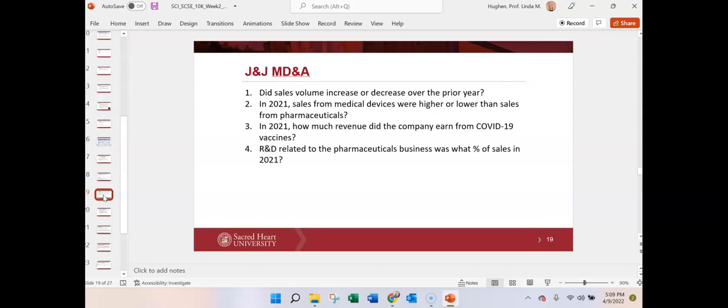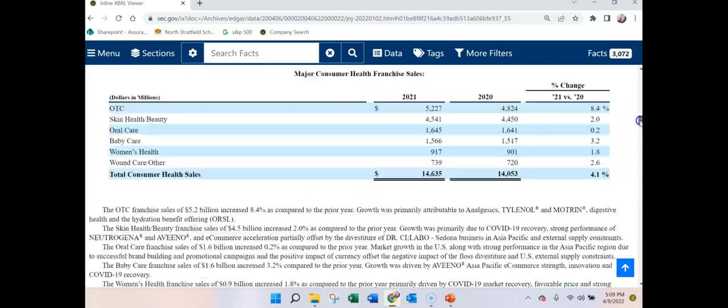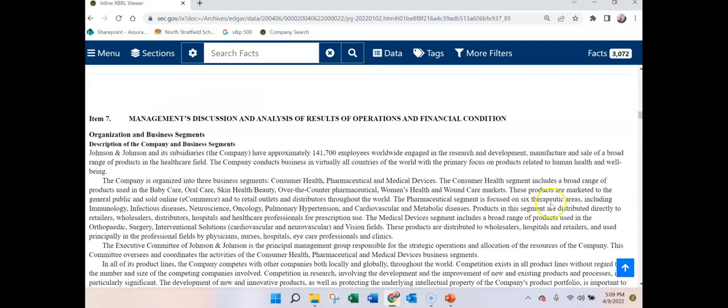So here's some questions related to Johnson & Johnson. Let's look at the MD&A and answer, did sales volume increase or decrease over the prior year? We know that we can't answer this question just looking at the income statement. Not all companies are going to discuss sales volume, but if we look at the management's discussion and analysis section, we can find that from Johnson & Johnson. So I'm going to come back to the table of contents and click on management's discussion and analysis.